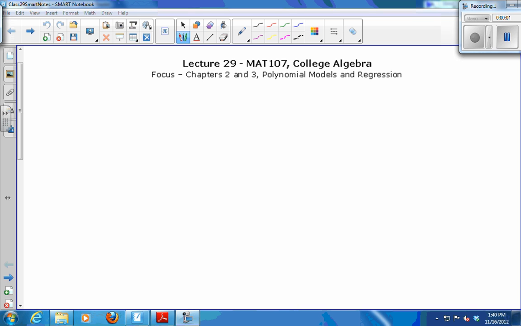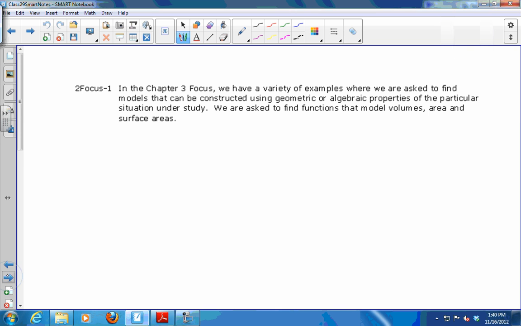Going to look at Chapter 2 focus and Chapter 3 focus. They're the little sections at the end of the two chapters. The Chapter 2 focus has a variety of examples where we're asked to find models that can be constructed by using some geometric property or algebraic property of the particular situation we're thinking about. So we're asked to find functions that model volume or area or surface area or distance.